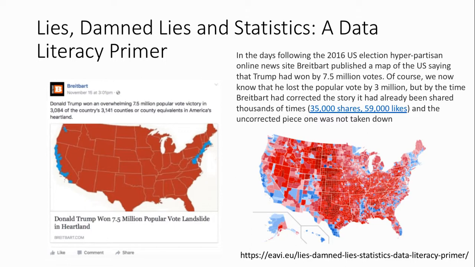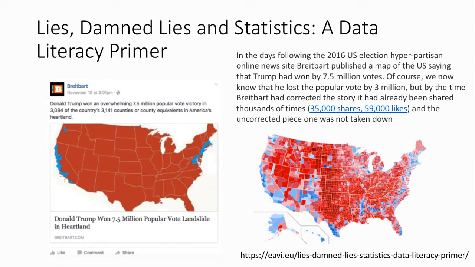But here, you remember back, even though Trump did in fact legitimately win the Electoral College, he lost the popular vote. However, Breitbart published this on their website, saying that Donald Trump won an overwhelming 7.5 million popular vote victory in 3,084 counties, of the 3,141 counties or county equivalents in America. So they were skewing it, making it look like he won all of that. Well, in fact, the correct figure is on the right.